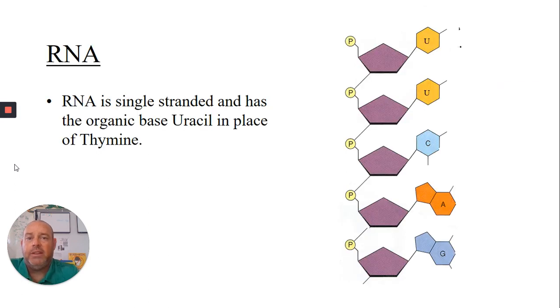Again, single-stranded, not double-stranded. And remember, we are substituting uracil for thymine. So you'll notice in the strand over here, there are no T's, there are only U's. So A, C, G, and U for RNA. Very easy way to tell if you're looking at RNA or DNA.